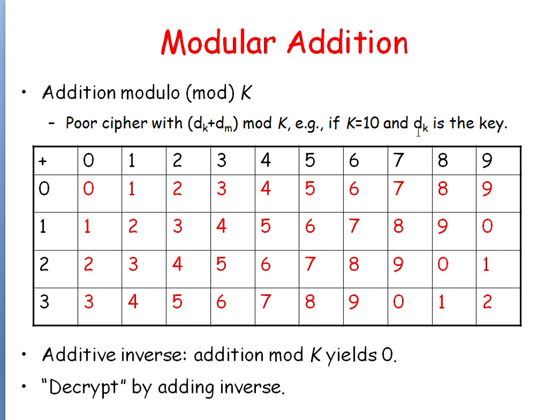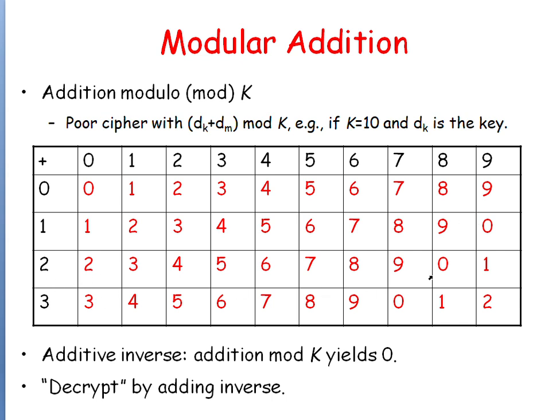Example: if k equals 10 and dk is the key, we add 0, 1, 2, 3, up to 9. We can get up to 9, and 10 will not appear. 0 plus 0 is 0, 0 plus 1 is 1, like that. When 1 plus 9 is 10, instead of 10 we write 0. Okay, that is the modulo operator.